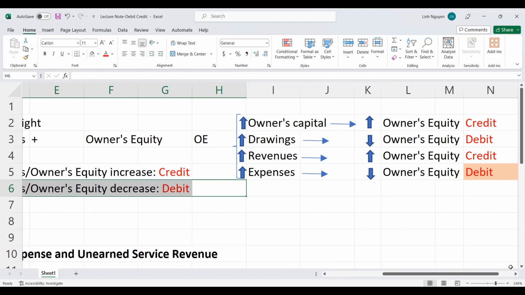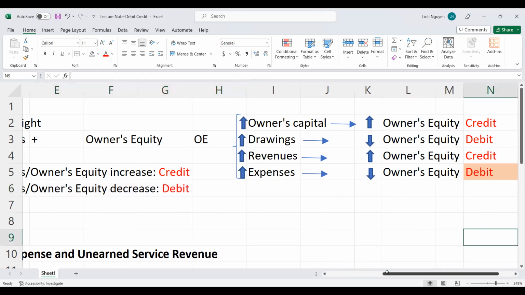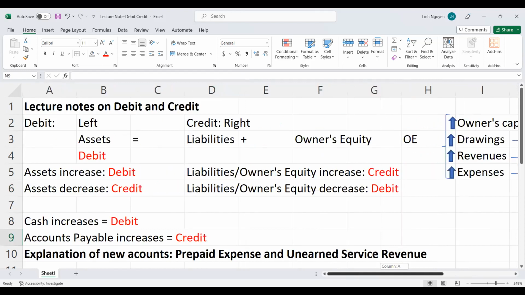Expenses means the resources that you have to give up to generate your revenues. So when you have to spend a lot of money for the expenses, owner's equity will decrease, and when owner's equity decreases, we debit. So that is the general idea of debit and credit. All right, so let me go back to the slides.